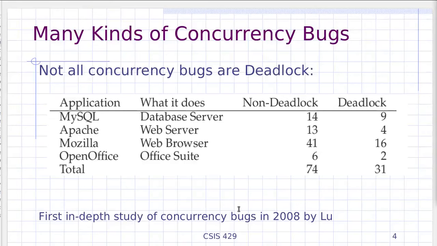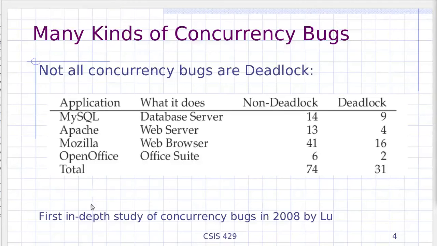So there was a great, in-depth study of concurrency bugs in 2008 by this author Liu. This is referenced in Operating Systems: Three Easy Pieces, chapter 32. And what they found was very interesting. Out of a total of more than 100 bugs, more than two-thirds were actually not deadlock, while about a third of the bugs that they found were deadlock.